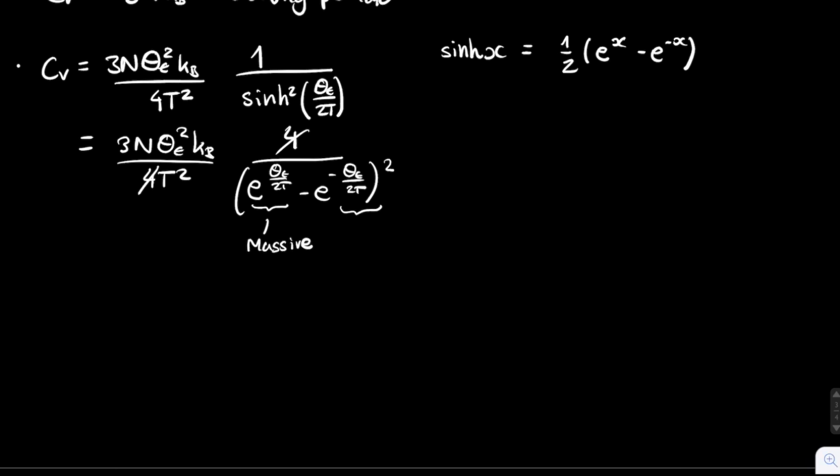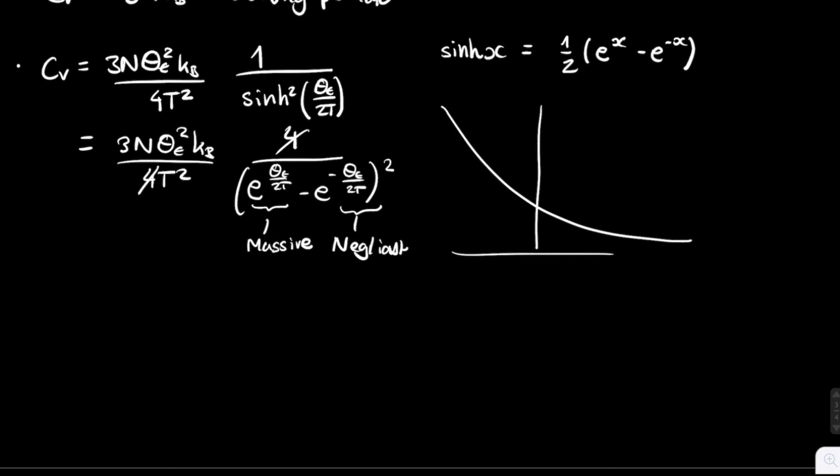But what about this term? Well, we've got an e to the minus, and if we have a look at our graph of e to the minus x, if we have e to the minus an incredibly large number, then it's just going to become negligible. So this term right here is going to become negligible compared with this term right here. So what we can actually do is just drop this term right here, because it's not contributing anything at all.